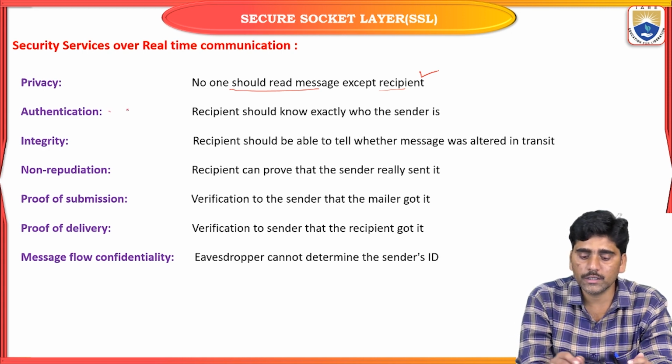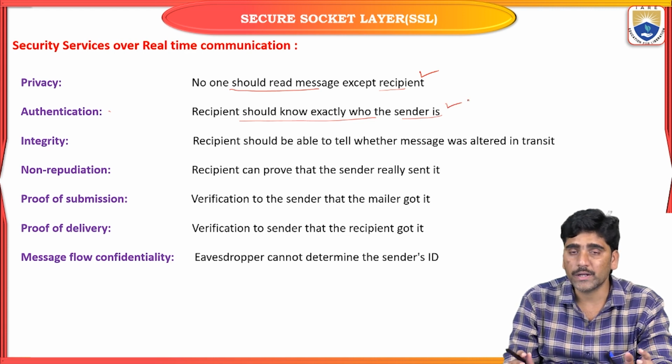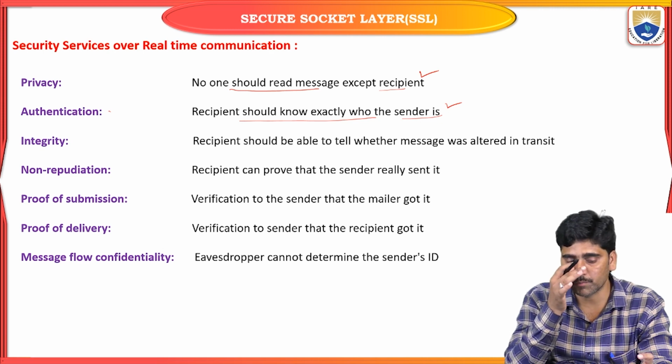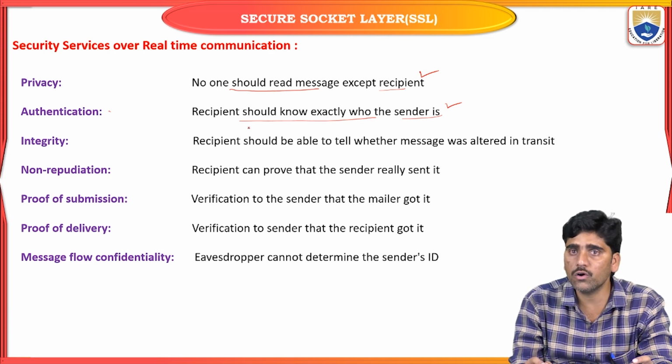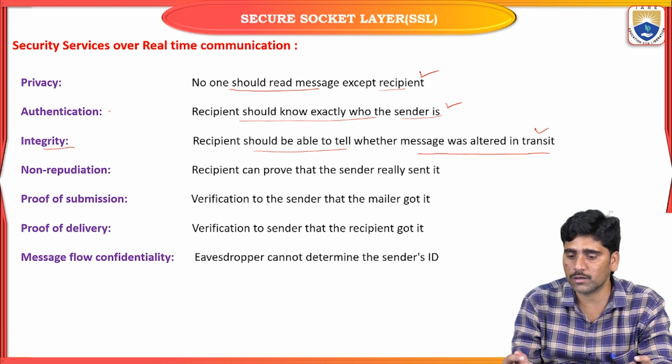The second one is authentication. The recipient should know exactly who the sender is. So the person should be authenticated for transfer purposes. And integrity: the recipient should be able to tell whether the message was altered in transit. Is there any modification or alteration done or not? And non-repudiation: the recipient can prove that the sender really sent it.